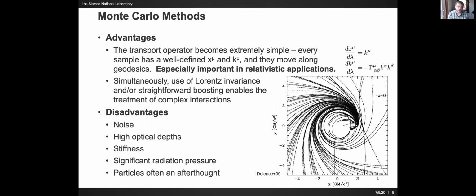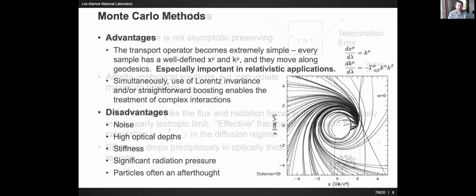If you've got significant radiation pressures in your problem, give up now and move on because this is probably not the method for you. And I'll describe why that is in the next slide. And then the last one's kind of a practical thing, which is just that a lot of times how this goes is you have a fluid code and you want to add radiation, and so particles come in as an afterthought, and that can be an issue just from a practical perspective.